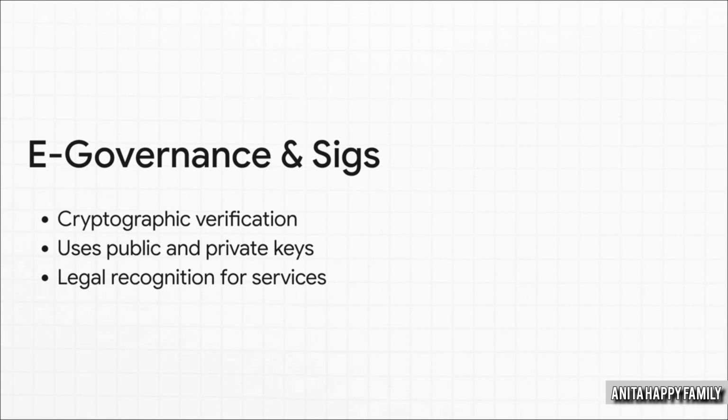But cyber law doesn't just punish, it also enables us. The IT Act actually grants legal recognition to digital records through e-governance and digital signatures. By using cryptographic verification with public and private keys, a digital signature proves a document's authenticity mathematically. This is huge because it means you can legally file your taxes online or sign binding contracts right from your laptop, with the exact same legal weight as a traditional pen and paper signature.